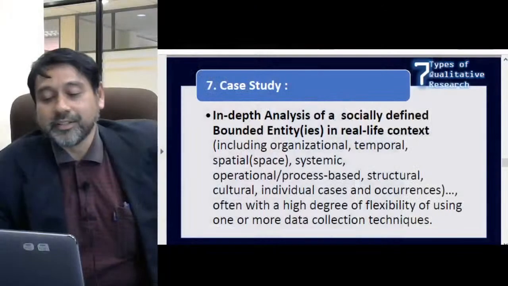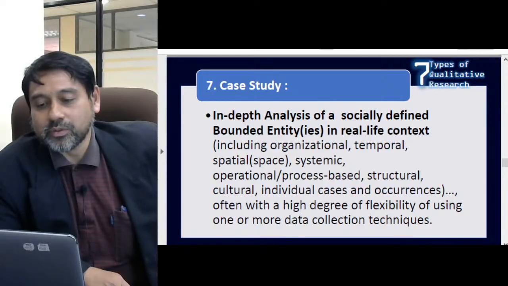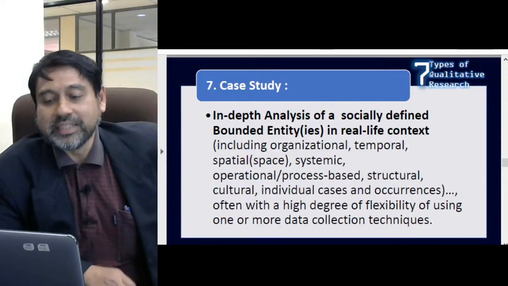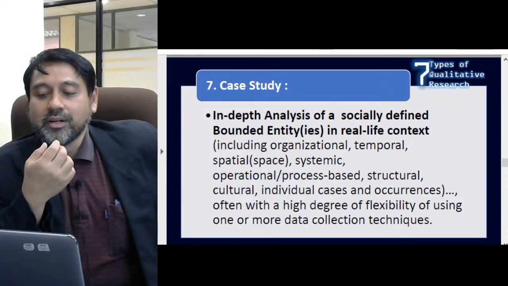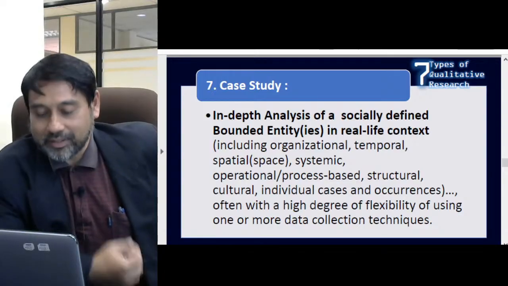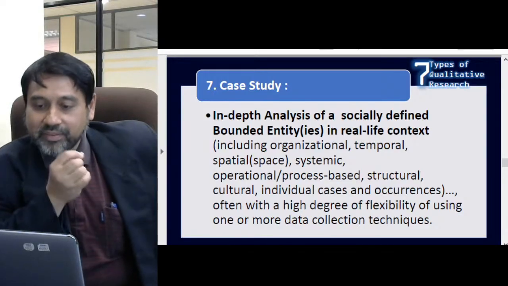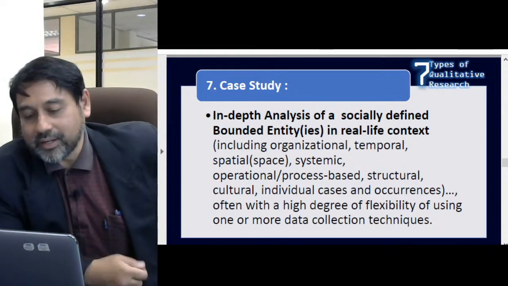The seventh type of qualitative research is case study. Case study aims to yield in-depth analysis of a socially defined, bounded entity or entities in real-life context, right? So it's an in-depth analysis of a bounded entity in real-life context.